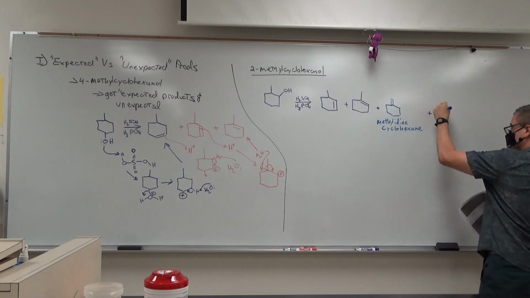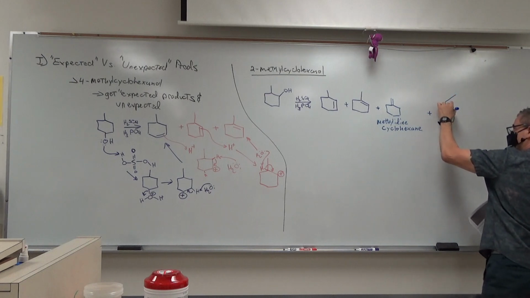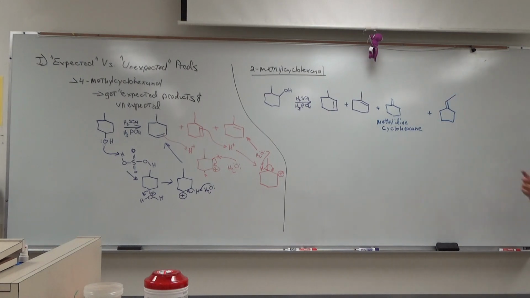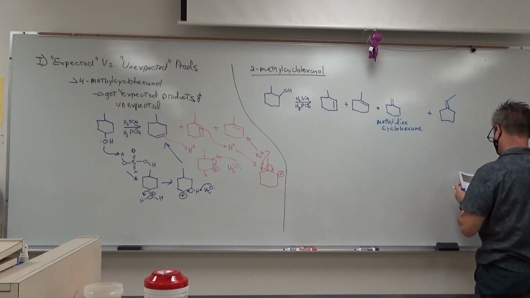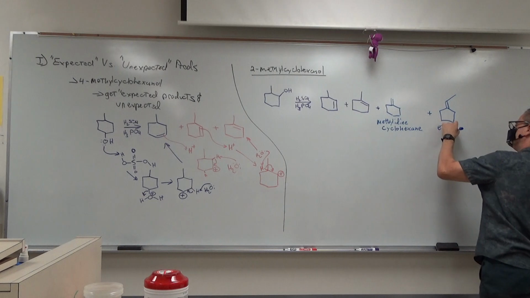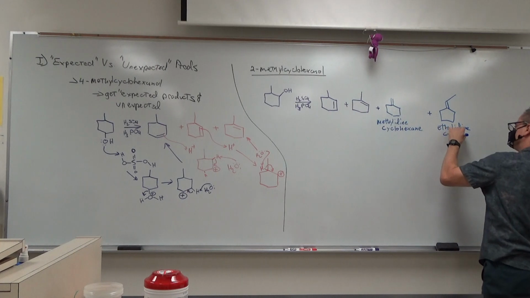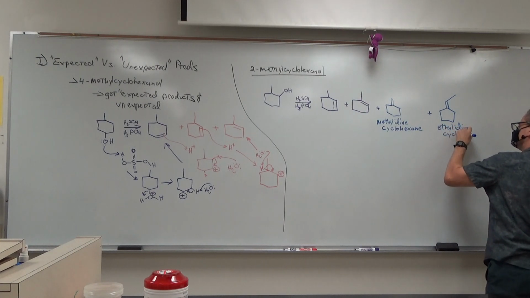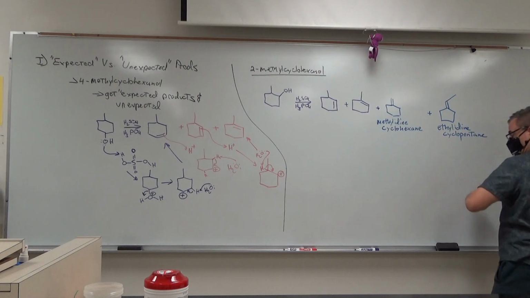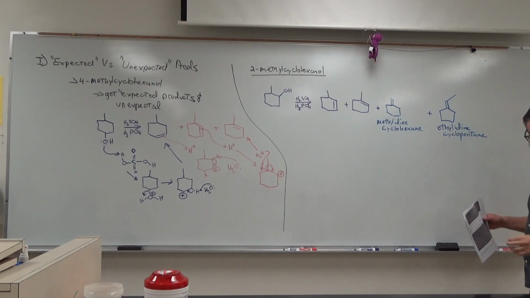Okay. And then we get this wacky one. How, gosh, man. Okay. It's not even a 6-membered ring anymore. Right? This is a ethylidine cyclopentane. How the heck do we get something like that? That must have undergone what we call a ring contraction. The ring contracted from 6-membered to 5-membered.